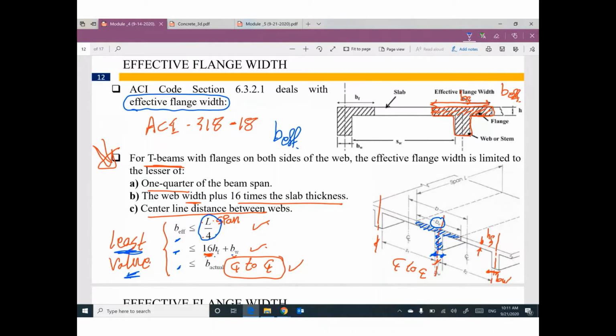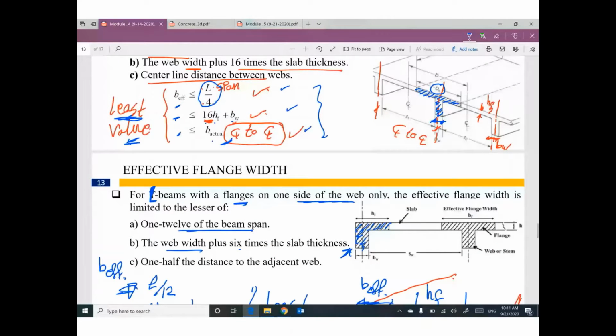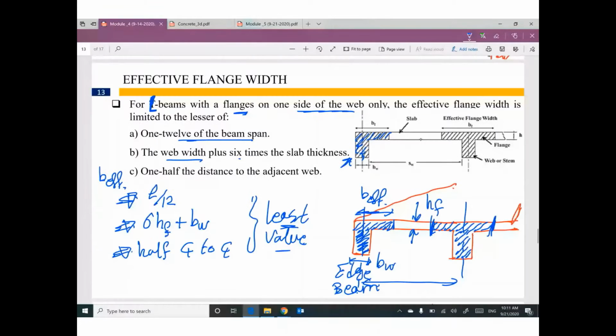Or center line to center line, and be careful about this point. Center line to center line. So go ahead and get this value and use the smallest value. If the beam at the edge of the slab, it can be L section, and we have flange width. Part of the slab will work with this beam as flange. To figure out this value, this width, effective flange width, we have 3 values.